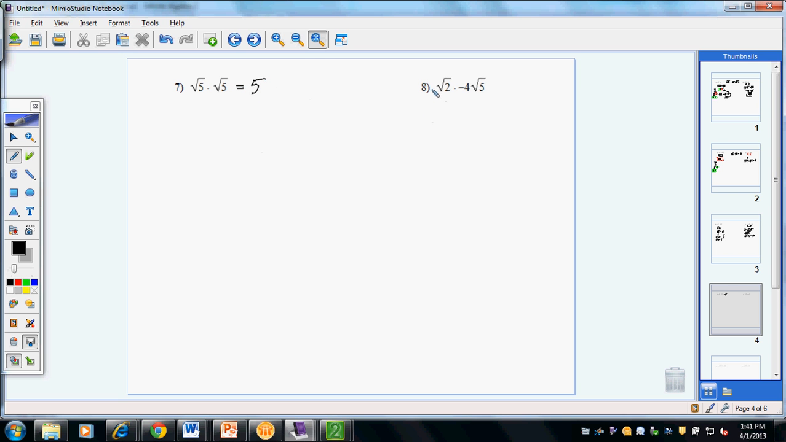All right, number 8. Again, remember that our coefficient out here is going to be a 1. So we have 1 times negative 4, and then we multiply our radicands, 2 times 5. So we get negative 4 square root 10, and this cannot be reduced.